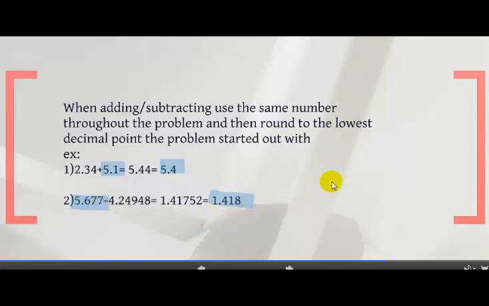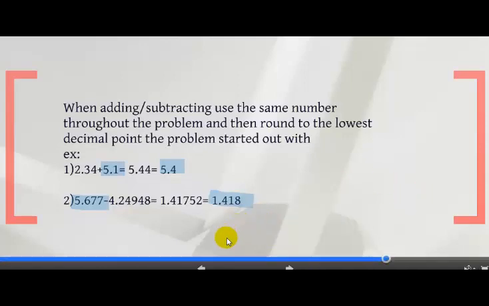I will always refer to that as rounding it to the least accurate place. I'll say, well, what's your least accurate number? If it only gets rounded to the tens, then round it to the tens. If it's the ones, then round it to the ones. But you always round it to the least accurate place.